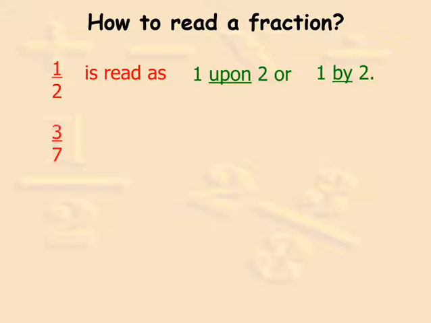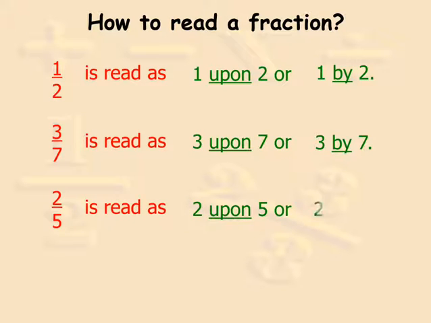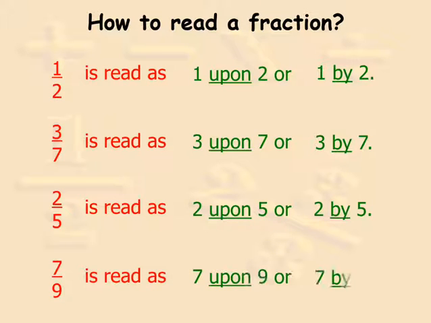Similarly, 3/7 is read as three-sevenths. Similarly, 2/5 is read as two-fifths. And 7/9 is read as seven-ninths.